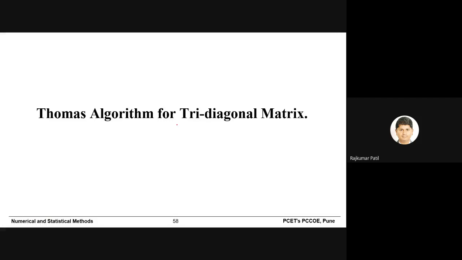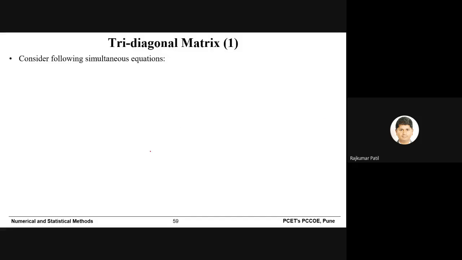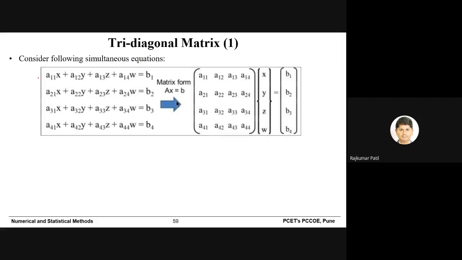First of all we will see what a tridiagonal matrix is, and then solve this particular special case of the matrix using an algorithm, and the name of that algorithm is the Thomas algorithm. So let's consider the following simultaneous equations. Let's say there are 4 equations. So a11x plus a12y plus a13z plus a14w equals b1, and similarly the second, third and fourth equations. So there are 4 equations and 4 unknowns.